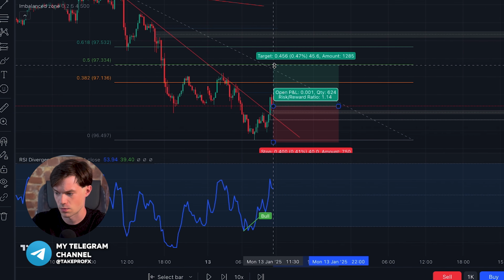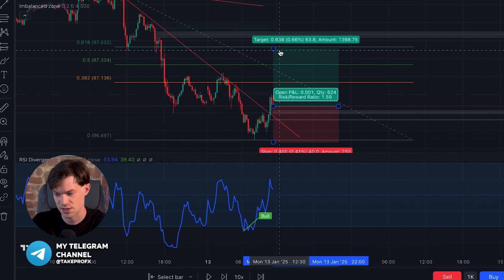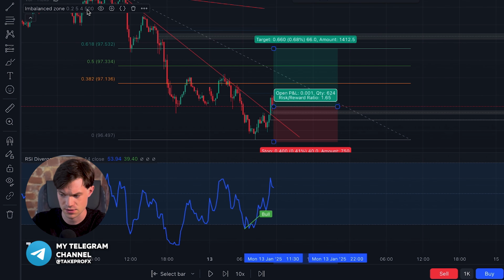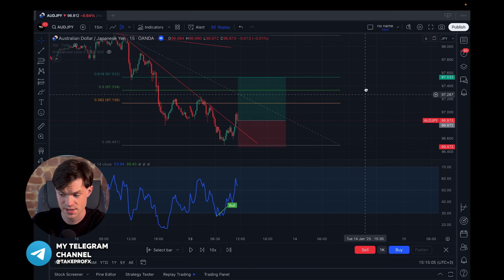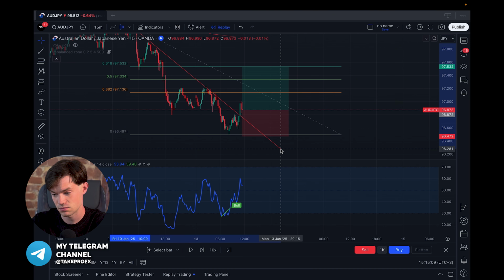So let's assume that most of you would have opened a trade, well, at least from 1 to 6 before the 0.618 retracement, and most likely you would have been knocked out on your stop. So let's see what will happen.